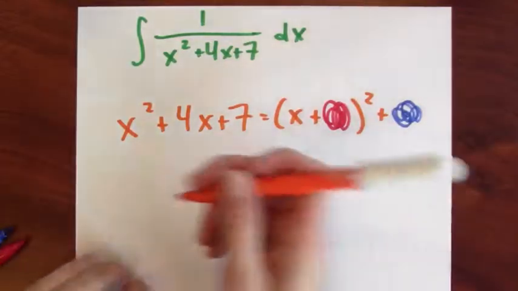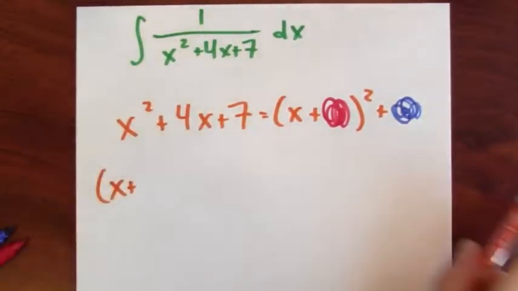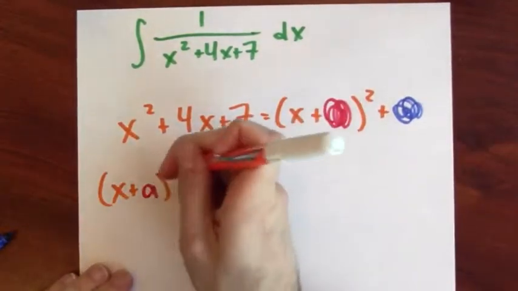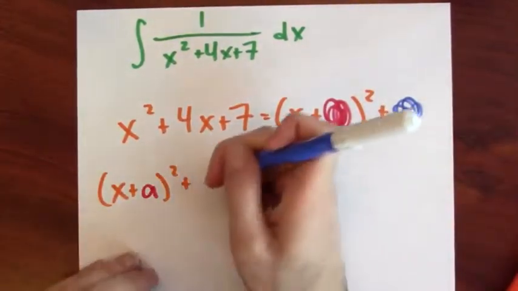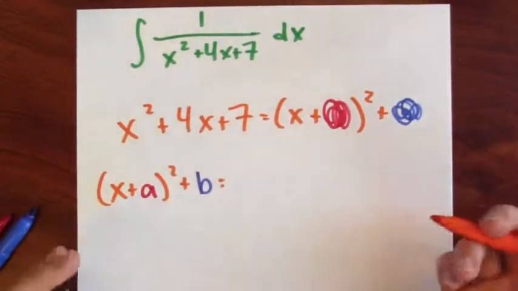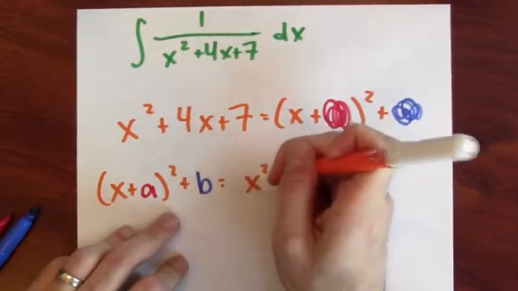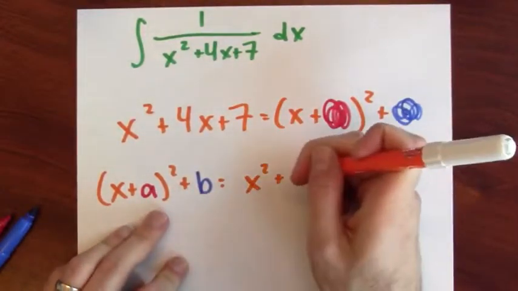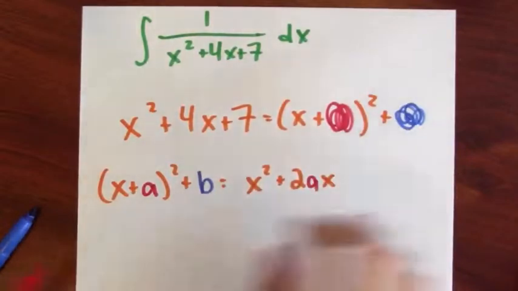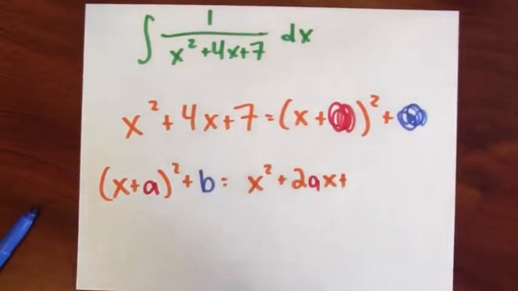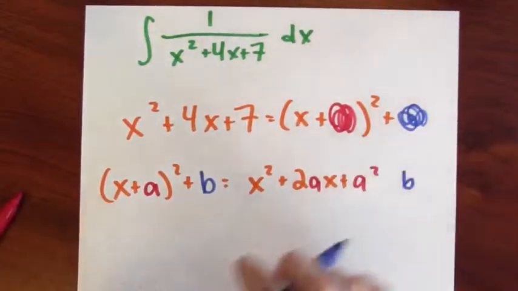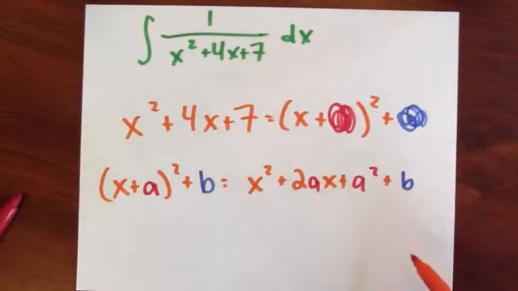Well, let's use some algebra. So I'm going to write this as x plus, instead of just a squiggle, I'll call it a, squared plus some other constant b. And if I expand that out, what do I get? Well, I get x squared plus a cross term 2ax plus an a squared term and then a b left over that I add on.